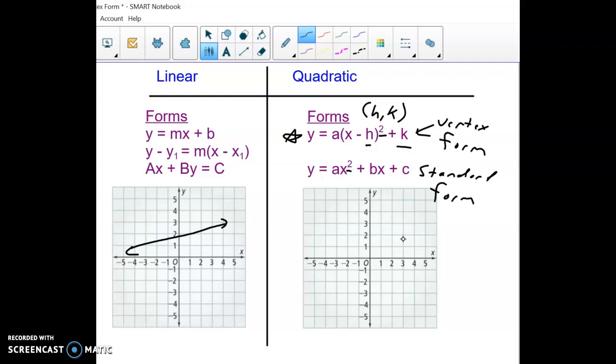So maybe let's do an example to make it as concrete as possible. If this were my vertex (3, 2), then in my equation it would have y equals some number for a. That's going to be like a stretch or compress number, and then we'd have x minus h squared, and we'd have plus k on the end. So this vertex h and k get plugged in when you do the equation, and a will normally be a number.